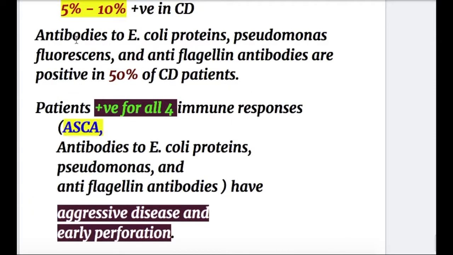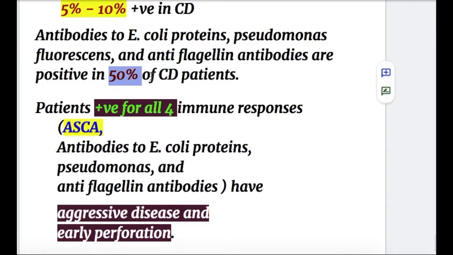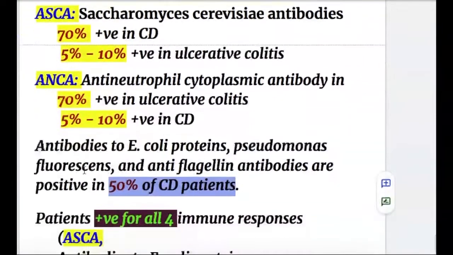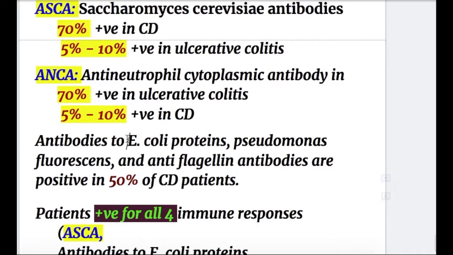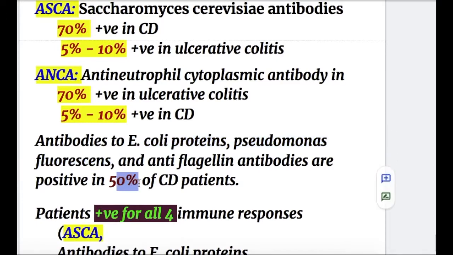Other tests are antibodies to E. coli protein, Pseudomonas fluorescens, and anti-flagellin antibodies. They are positive in 50% of Crohn's disease patients. So the serologic markers for Crohn's disease are ASCA and antibodies to E. coli, Pseudomonas, and flagellin, positive in 50% of patients.